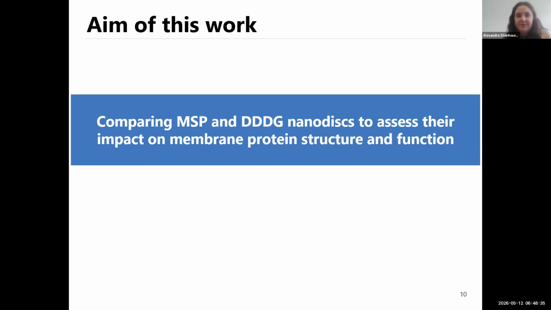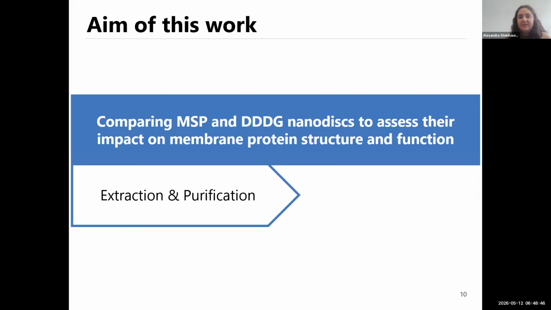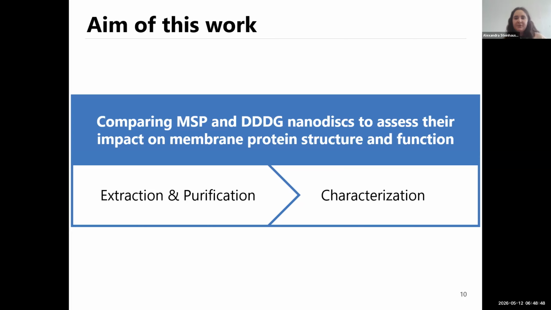First, the aim of this paper was to compare MSP and DDDG nanodiscs to assess their impact on membrane protein structure and function. Therefore, we first did extraction and purification, and then we did some characterization experiments.